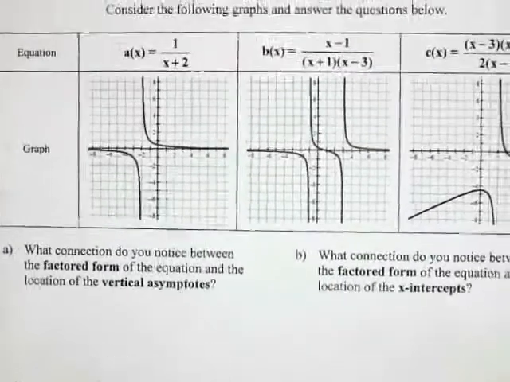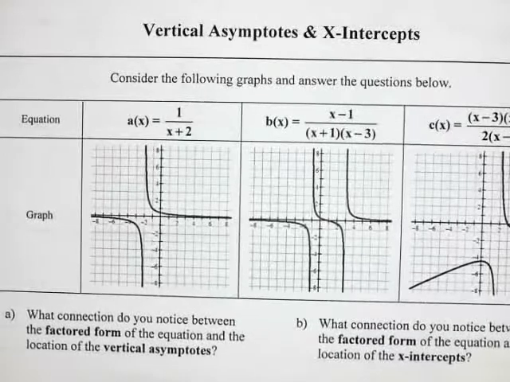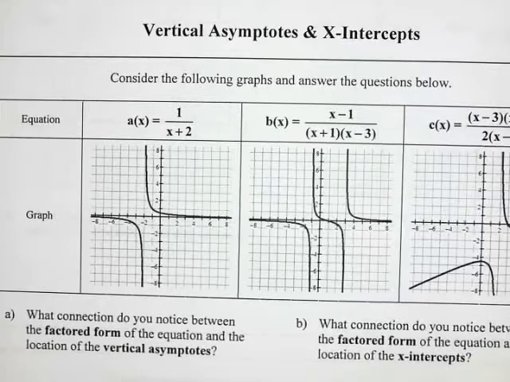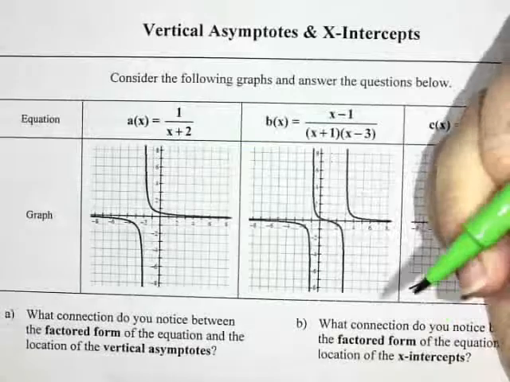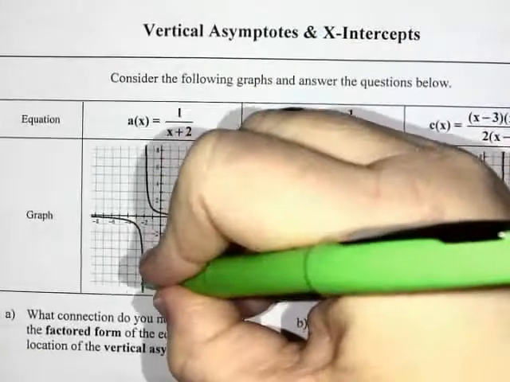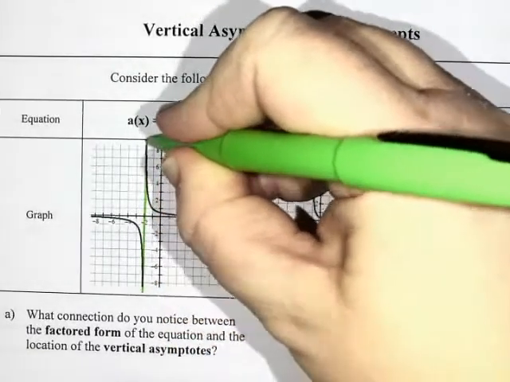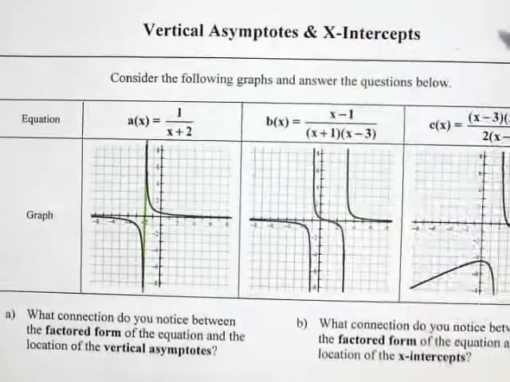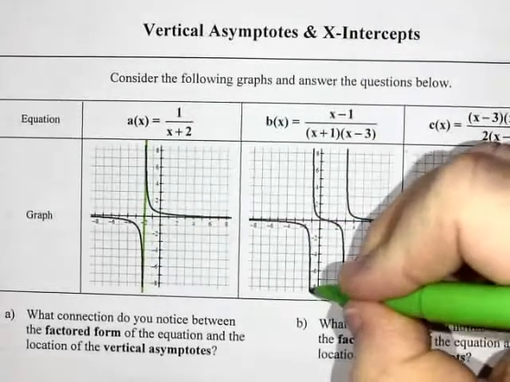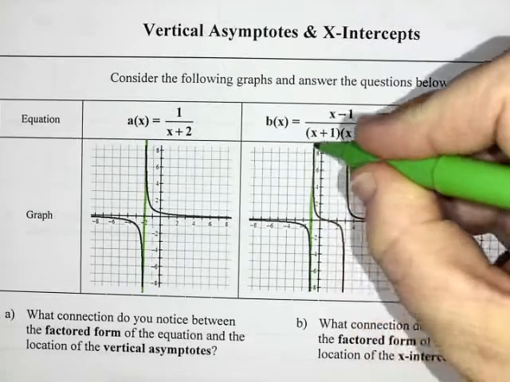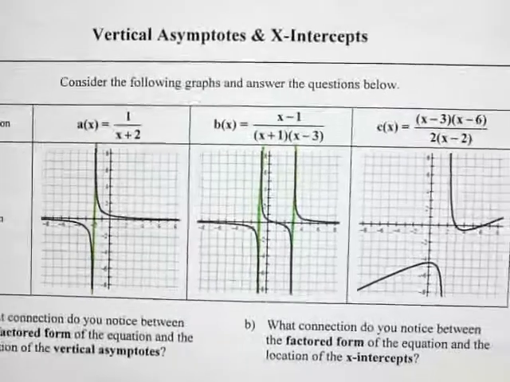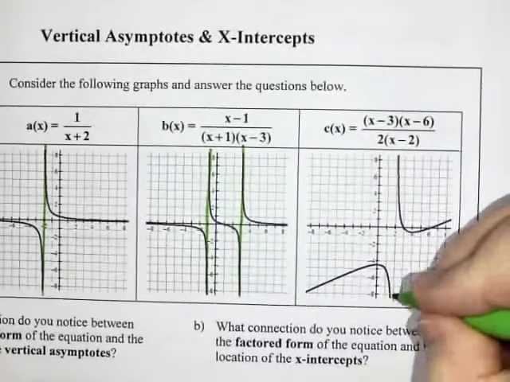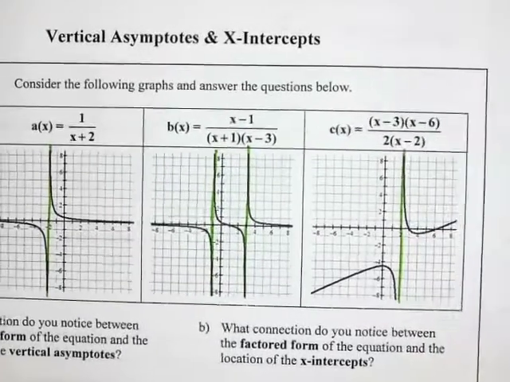So what I really should do first is look at the graphs and figure out where the vertical asymptotes are. The vertical asymptotes are going to be where you have a break in the graph, where the two ends are pointing in different directions. So on this graph, the vertical asymptote is at -2. On this one, there's a vertical asymptote at -1 and +3. And on this last graph, there's a vertical asymptote at +2.